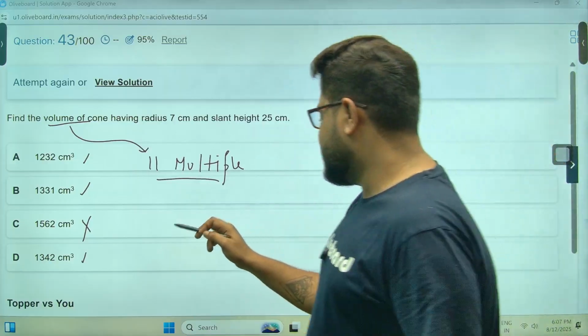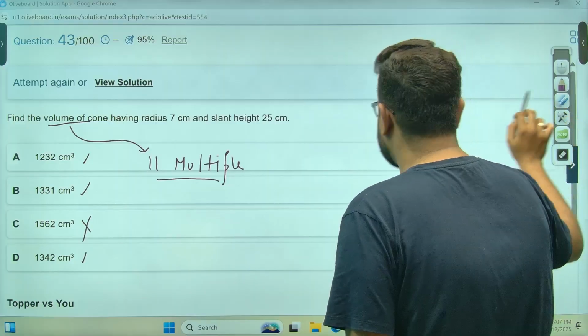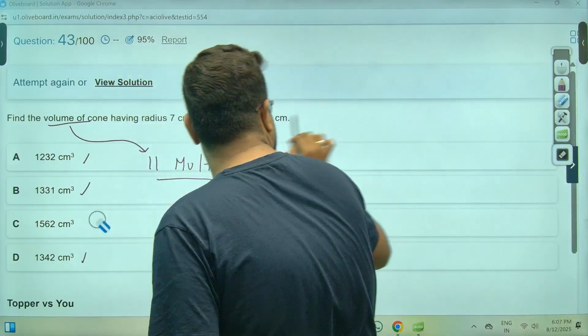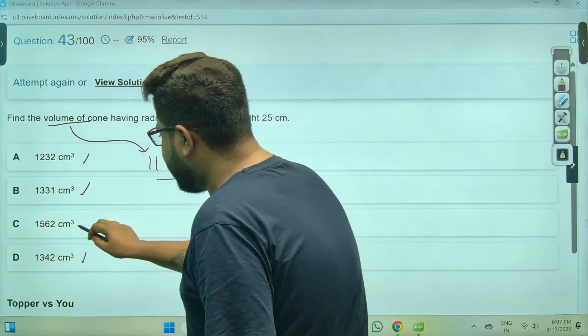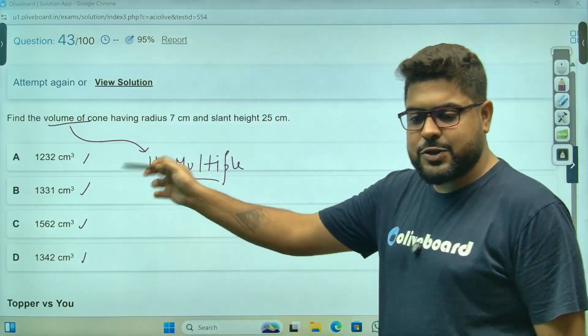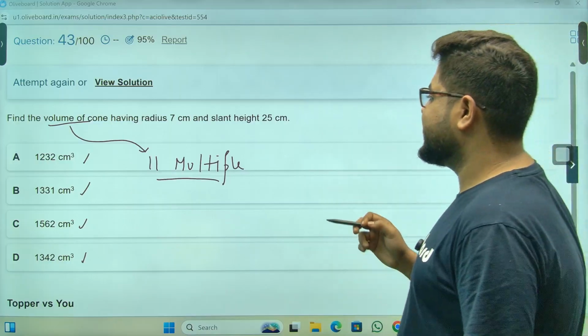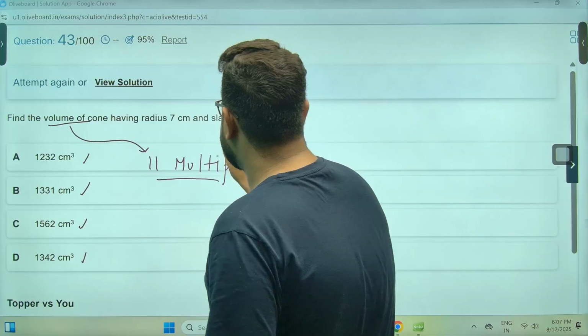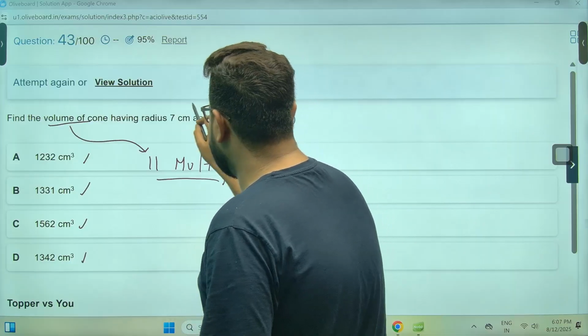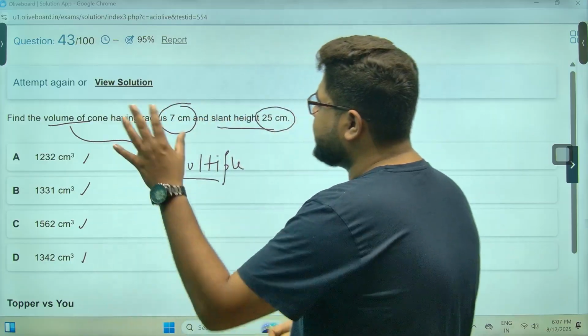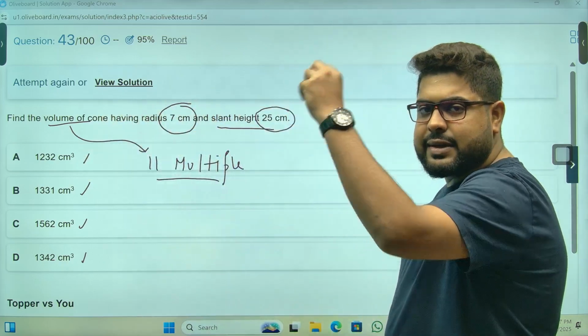Options, acha sir, no, sorry. This is also an 11 multiple, sir. This is also a multiple, so minus 4 plus 4. All four options are 11 multiples. So that won't work. Sir, slant height is 25. So we need something else. Either I have to do the calculation or use some other concept.